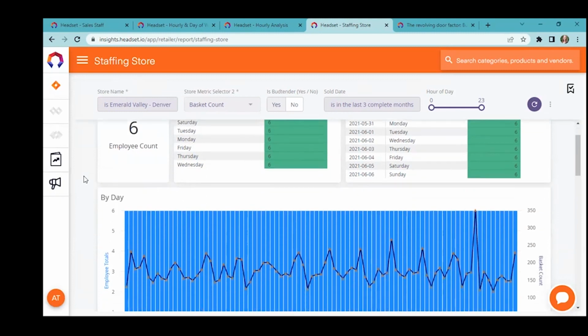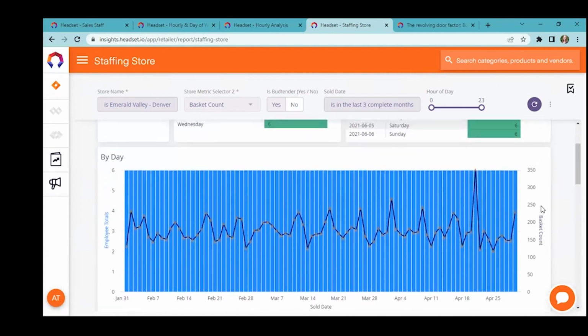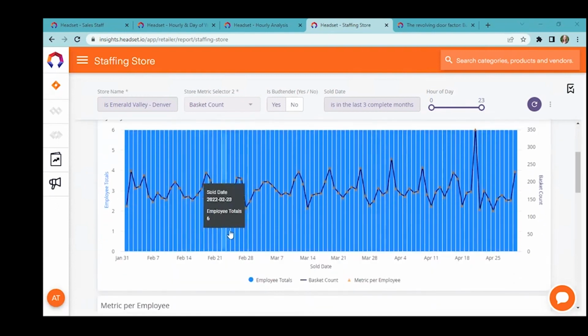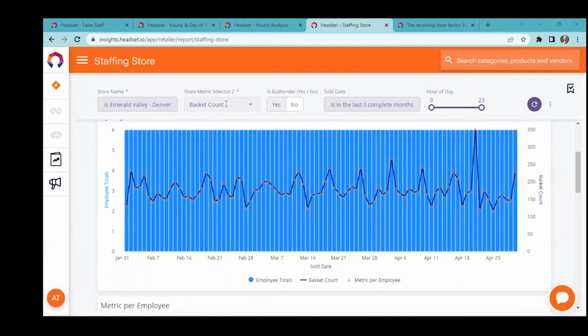Cool. All right. So now scrolling down here, by day, this is showing us a couple of different metrics. So we're looking at employee total. Again, it's all the same bar because it's 6 employees every single day, as we saw up here. And then the metric that we selected is shown in the dark blue line, so the basket count for each day over the last 3 months. And then we have metric per employee, which is going to be baskets per employee over the day.